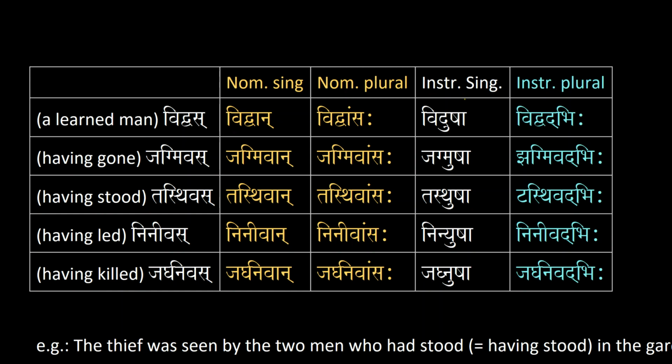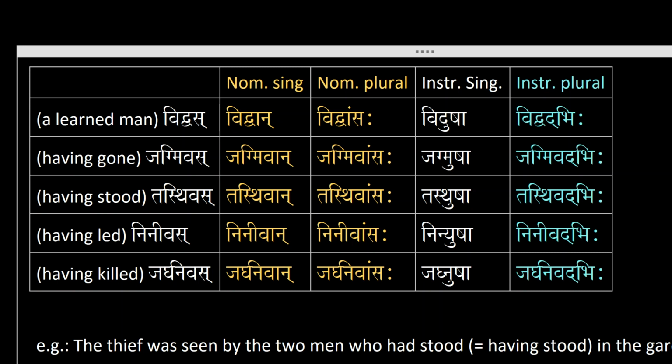For having gone, we have jagmivas, and then for the strong stem nominative singular, we have jagminvan, and then jagminvan saha for nominative plural. Instrumental singular weak stem, we have jagmusha, and then for instrumental plural, we have jagmivadbhi, the middle stem.